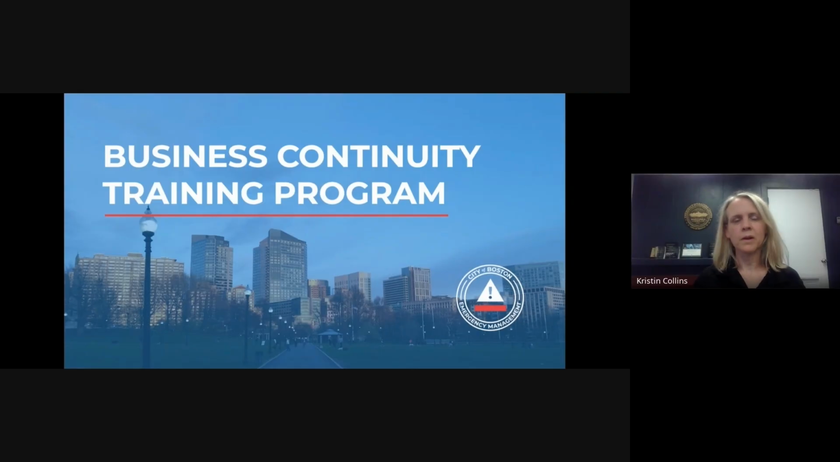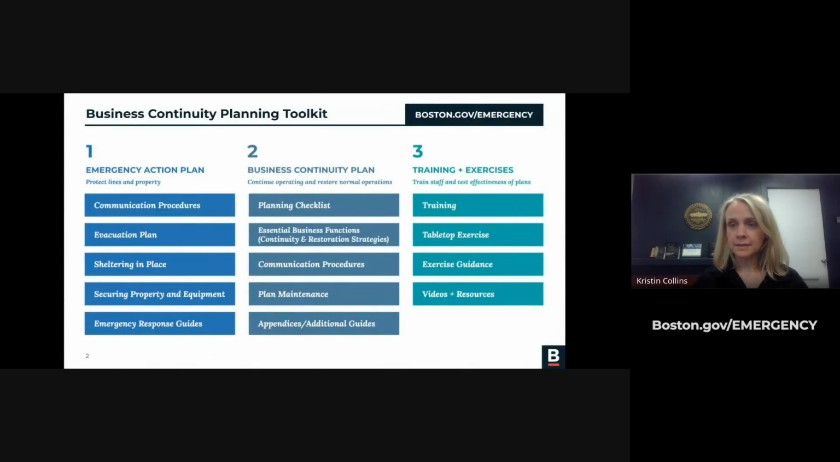Welcome to the City of Boston Office of Emergency Management's Business Continuity Training Program. The toolkit is available on boston.gov/emergency. And in this training series, we'll walk you through the three main components of the toolkit, starting with the emergency action plan. This is a plan template that you can fill out for your business that will help you protect your life and your employees' lives, as well as securing your property during and following an emergency.